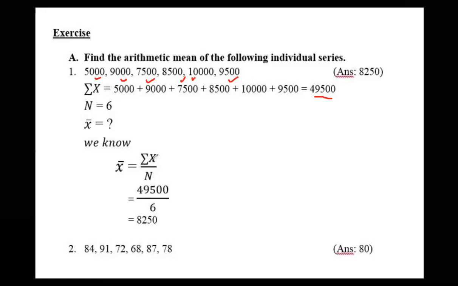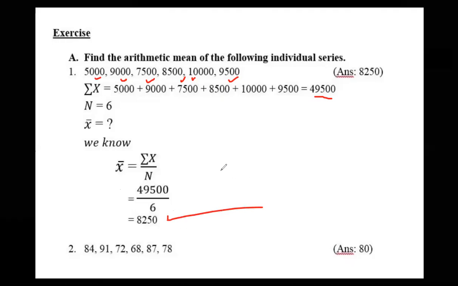So what is the value of summation x? Summation x means 49,500. 49,500 divided by n, and n equals 6. So 49,500 divided by 6 equals how much? It is going to be 8,250. Okay, in this way you will get the answer.